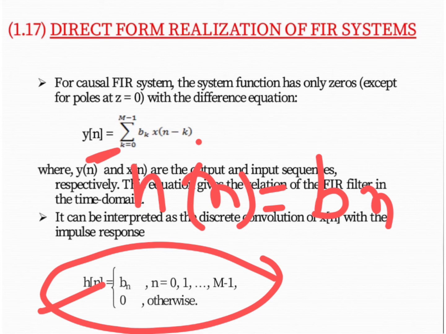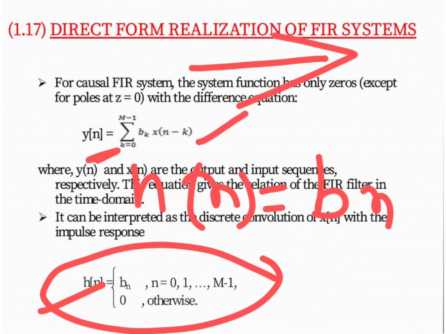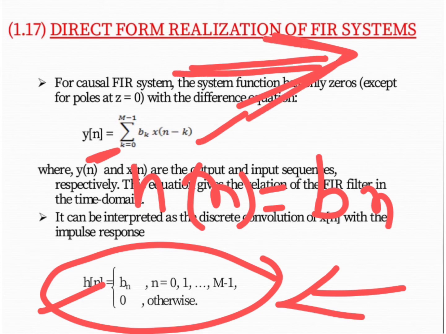As we know, this has only zeros, so zeros are in the feed forward path. That means the path must be like this. If there is a denominator term, that means a pole term, the pole term always has a path like this, which is the feedback path. So generally for the numerator term we use the feed forward path, and for poles we generally use the feedback path.